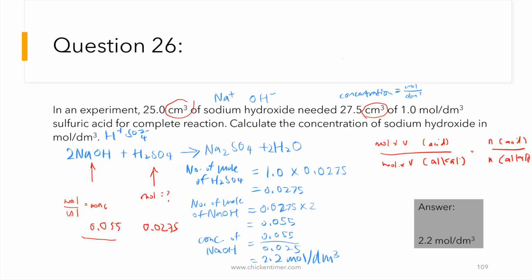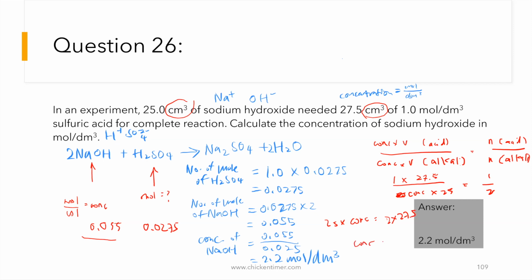So what happens is, no, let's not use mole. Use concentration, mole per dm cube. So you can use this formula to do this. If I use acid on top, the concentration of acid is 1 times volume 27.5 over 2. This one you don't know. So concentration times 25 equals to acid on top, the other one below. So 25 times concentration equals to 2 times 27.5.